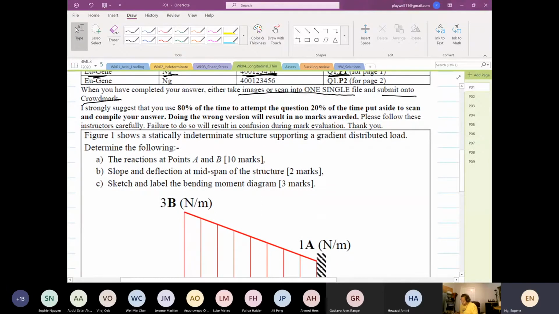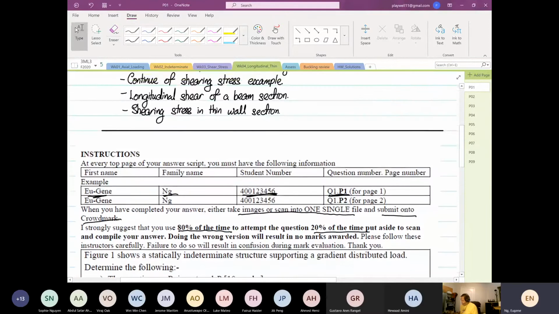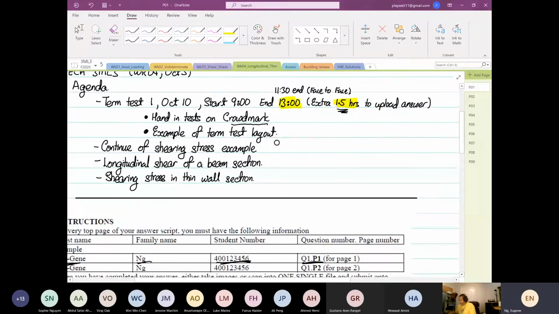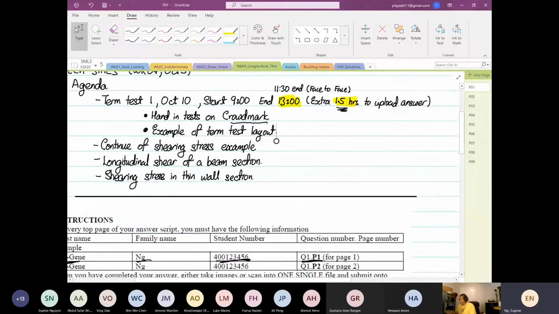Now, I strongly suggest 80% of the time to attempt the questions, 20% of the time put aside to scan and compile your answers. This is where the 1.5 hours extra has been given to you to compile your answers. Now, when I'm on Teams, you don't need to switch on your camera or whatsoever.